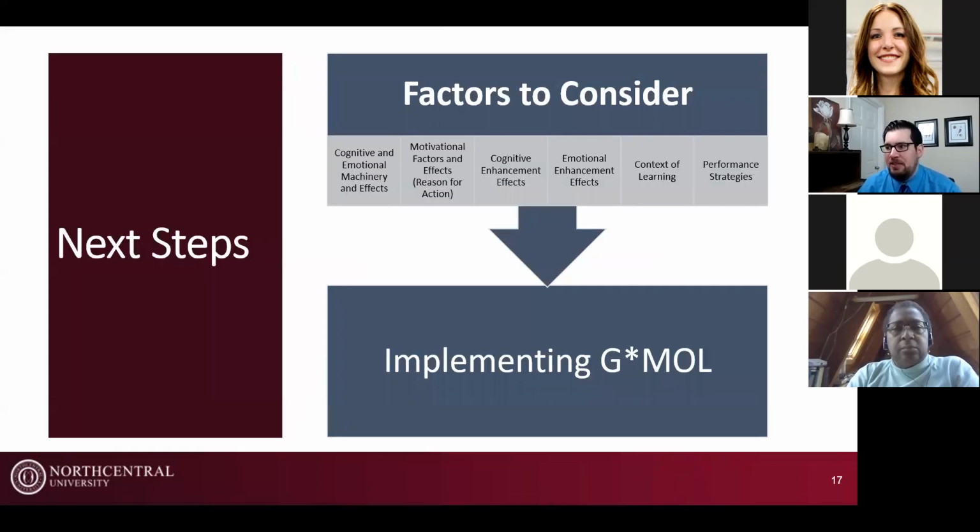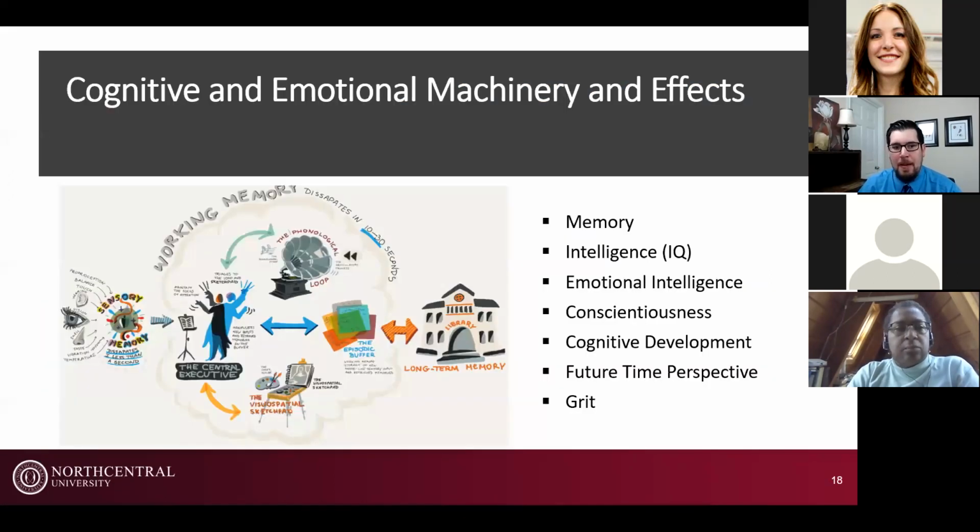In the next steps, I'm going to consider factors like cognitive and emotional machinery, motivational factors and effects, cognitive enhancement, emotional enhancement, the context in which we learn, and performance strategies. And after reviewing that information, I'll offer my method on how to pull it all together into an optimal plan for learning and performance in education. I'll start addressing additional factors with regard to cognitive and emotional machinery.